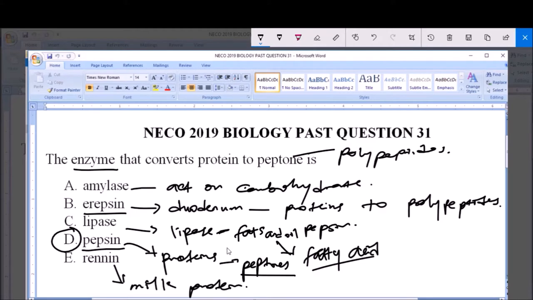Then those that are not acted upon by this enzyme pepsin will now go into the small intestine and be acted upon by erepsin. So the main enzyme that converts protein to peptone is actually enzyme pepsin, which is option D. So option D is the correct answer to this question.